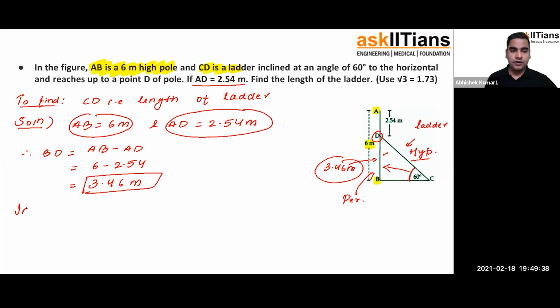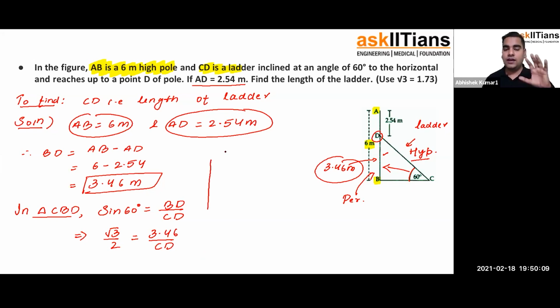So in triangle CBD, if I calculate sine of 60 degrees, what will be the value? Sine of 60 degrees is perpendicular by hypotenuse. So you will have BD by CD. And what is sine 60 degrees? We all know that is root 3 by 2. So root 3 by 2 is equal to BD, 3.46, divided by CD. We are not aware of the value of CD.